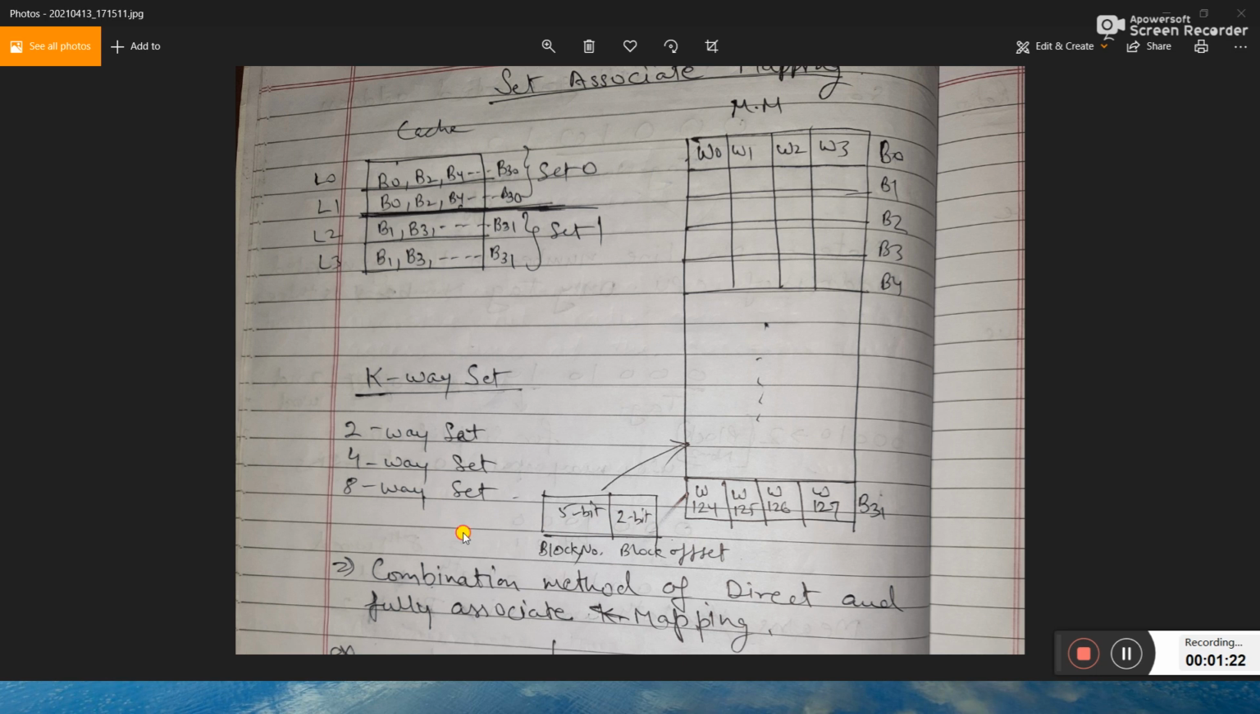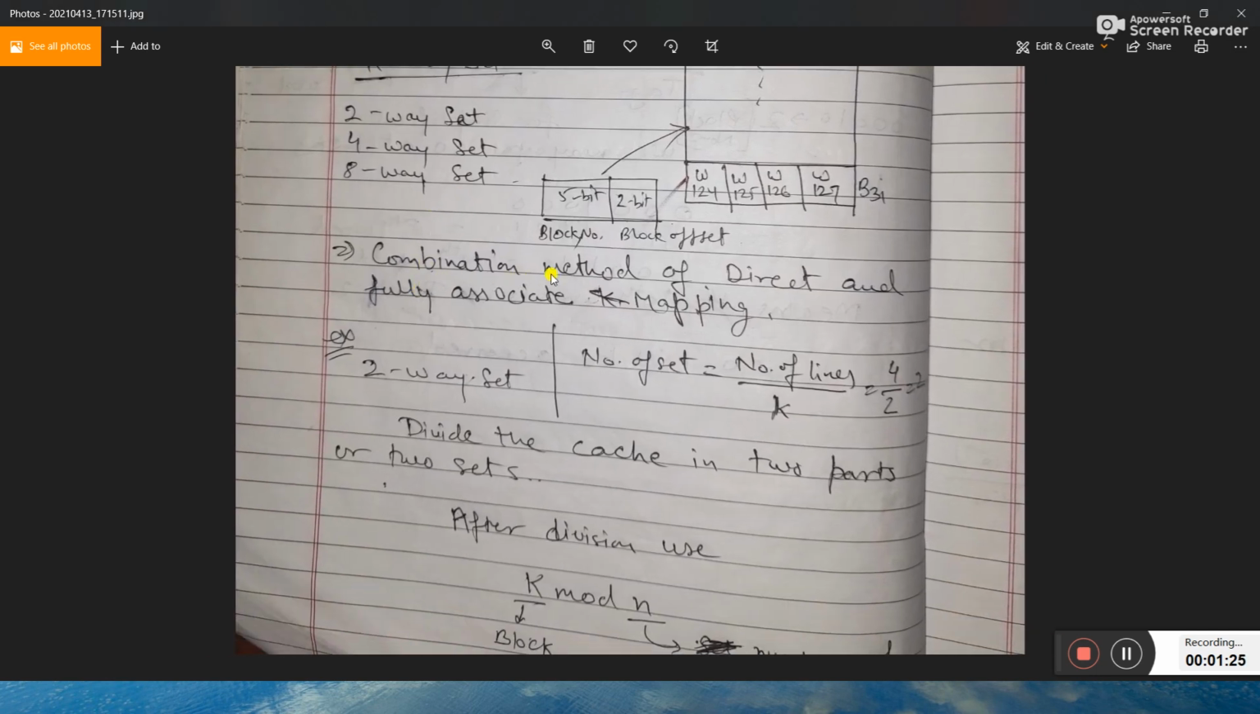Now let's see this combination of the direct and fully associative mapping. For a k-way set, the number of sets is the number of lines divided by k. The total number of lines is 4, and I divide it by 2, so the total number of sets is 2. So we divide the cache into 2 parts, or 2 sets.